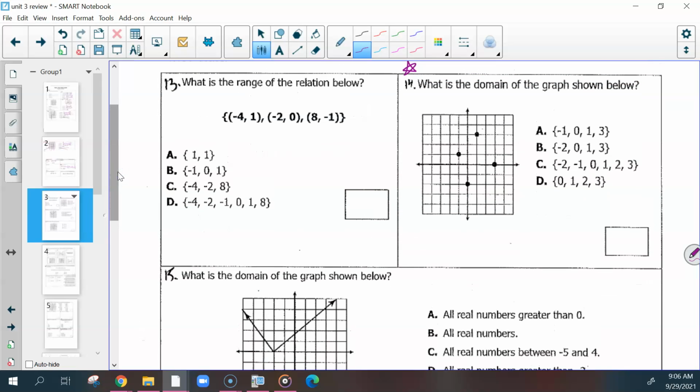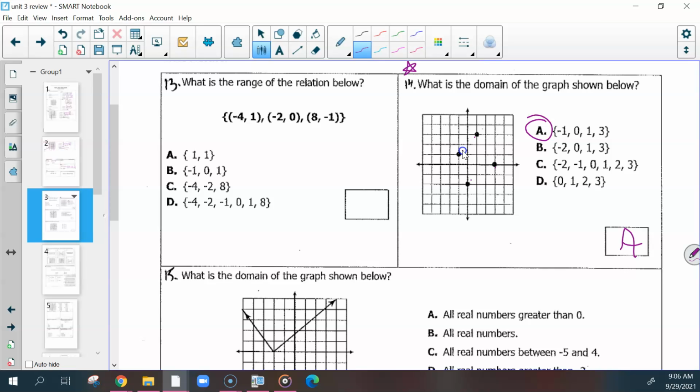What is the domain of this? A, B, C, or D? A. -1, 0, 1, 3, that is correct. So be careful with these. Make sure you're paying attention to what it's asking for. That way you don't confuse it.